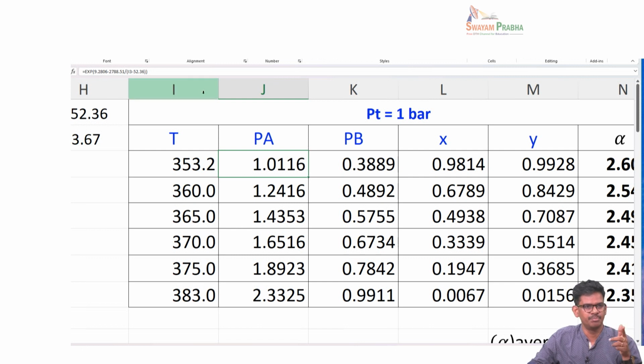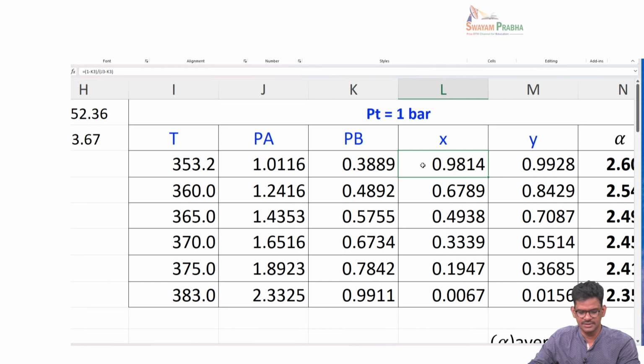So you see this is a ln P, so you have to take P equal to the exponential of that term: A minus B by T plus C. So you can see that for each of the temperatures I have calculated PA, similarly PB; these are vapor pressures.